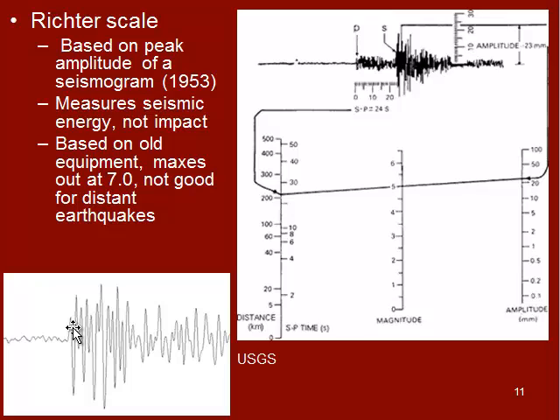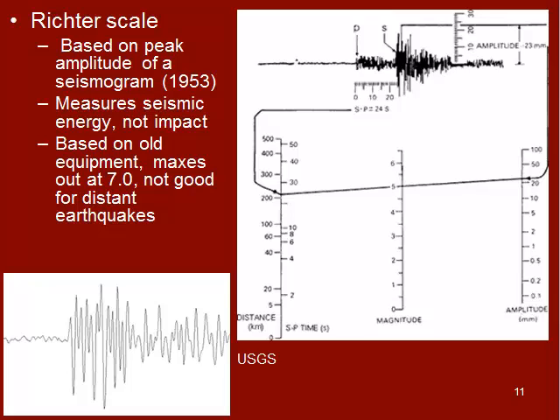Next one is called the Richter scale. This is based on the amplitude of a seismogram. If you look at this seismogram here, we have the pen moving up and down, and all of a sudden, boom, lots of shaking, and then it dissipates. So the amplitude would be, not the highest to the lowest, but going from a normal situation to the highest point. And this was established in 1953.